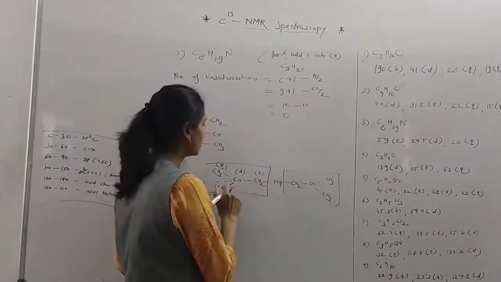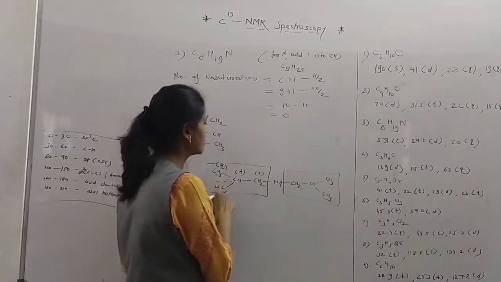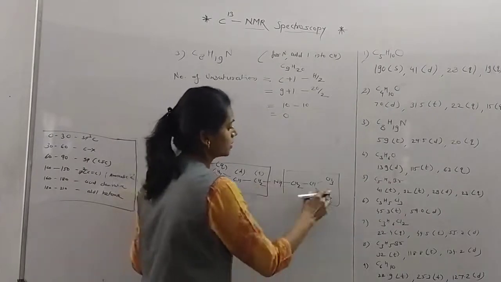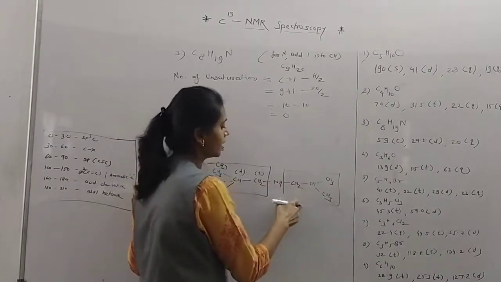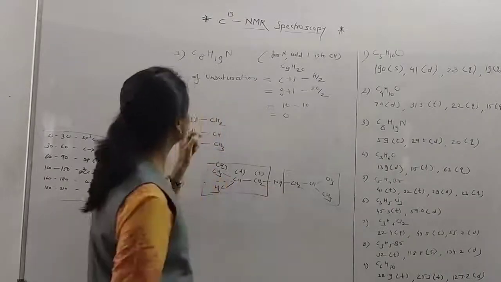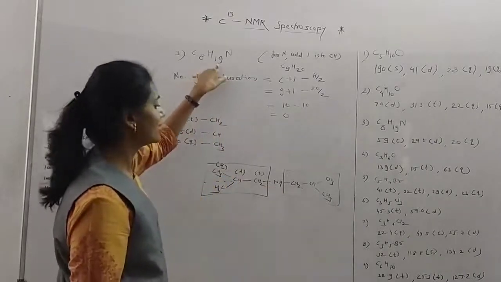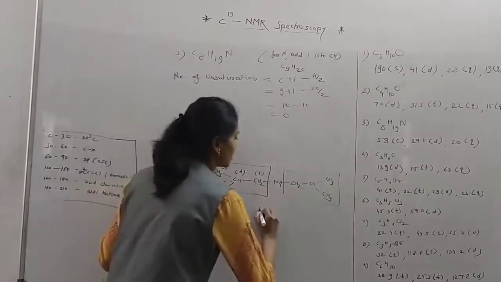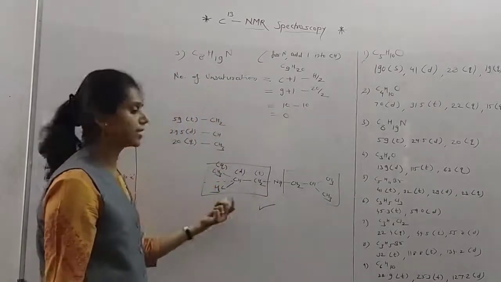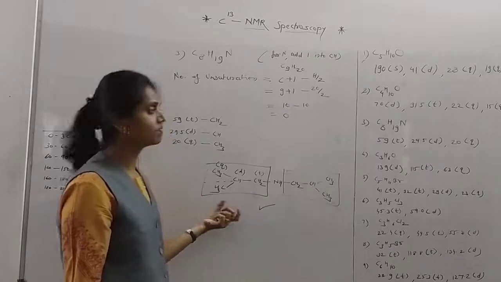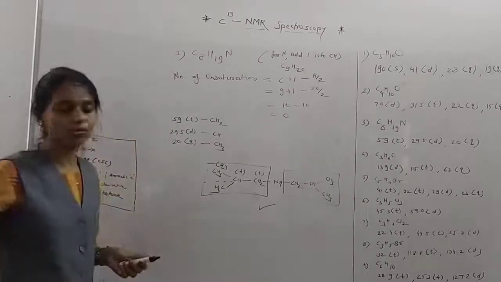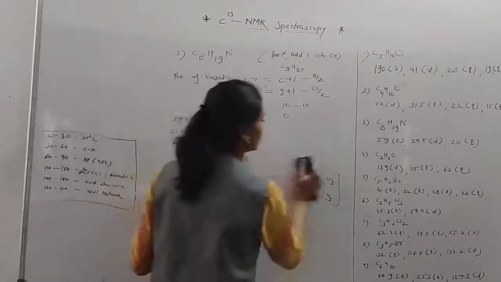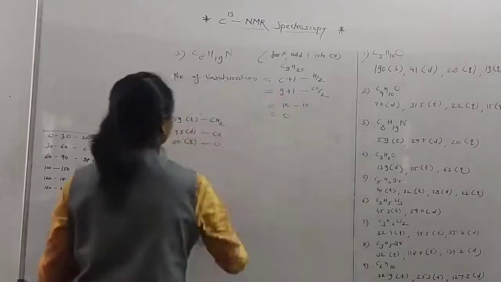So we have seen a secondary amine here. Now count the hydrogen: 3, 3, 6, 7, 8, 9. This is 9, 18, and this hydrogen is 1. So it's 19. So this is the correct structure. Now it's a secondary amine. Okay, now we go to the next example.